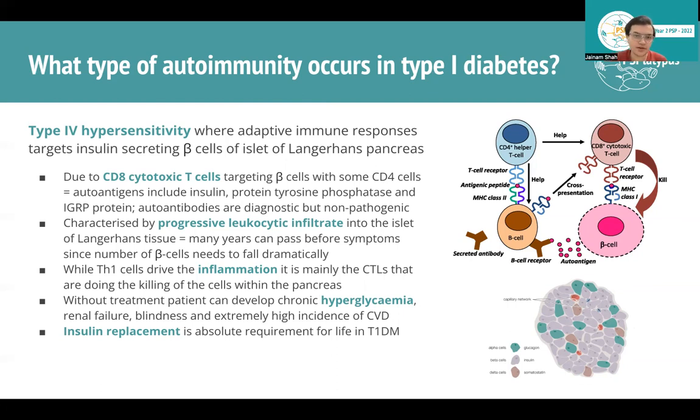And what happens is you get progressive leukocytic infiltrates into the islets. It takes many years for symptoms to actually develop because you need your beta cell numbers to fall dramatically. Initially, the beta cells that remain compensate by producing even more insulin, up until the point that they become very fatigued and then start to die off themselves.